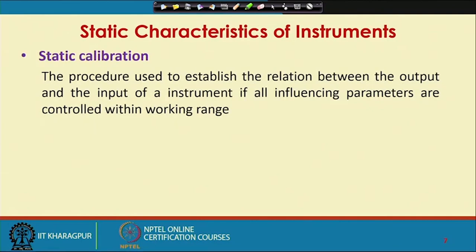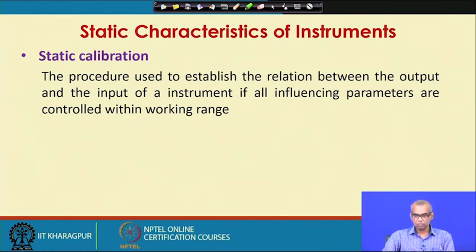Now, let us talk about something called static calibration. It is the procedure used to establish the relation between the output and the input of an instrument, when all the influencing parameters are controlled within the working range. So, by calibration, we establish a functional relationship that exists between input and output, and this is done when all the influencing parameters can be controlled within the working range. And over this range, this calibration will be valid.